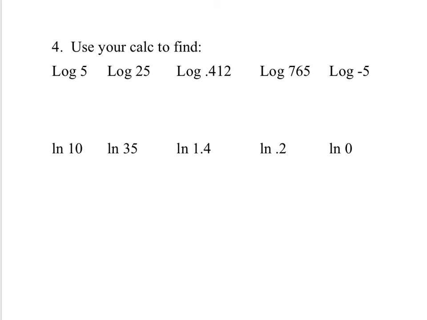Okay, whipping out your calc again and this time using the natural log button. We get ln 10 is 2.303 when you round. ln 35 is 3.555. ln 1.4 is 0.336. ln 0.2 is negative 1.609. And of course, ln 0 doesn't exist. You can't take the log of 0. Can't take the log of a negative or a 0. All right, let's keep going.